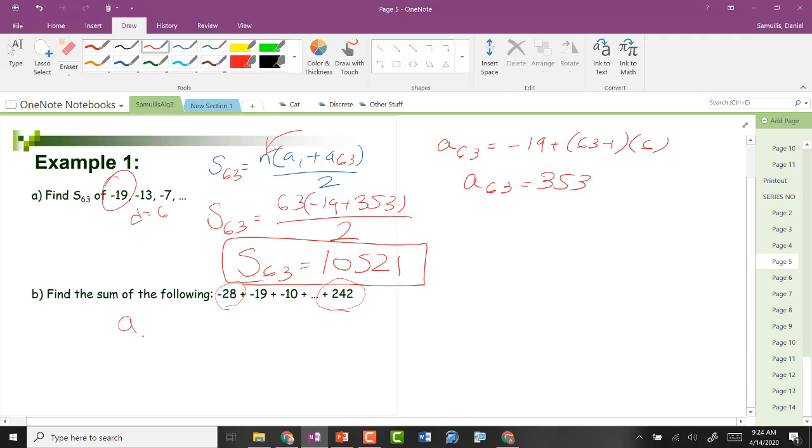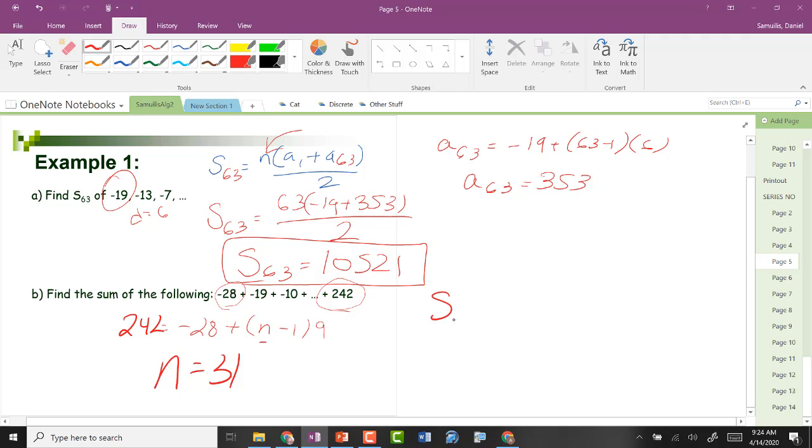Once again, we can use our arithmetic sequence formula. I know that the first term is negative 28. I'm looking for how many terms that is going to be. As I go from term to term, negative 28 to negative 19 to negative 10, I know that the common difference is 9. I do know what a sub n is: a sub n is 242. I just need to know where that falls in, so that comes into place here. That would be 242, and then I'm able to solve for n. I get n to be 31, so it is the 31st term in that sequence.